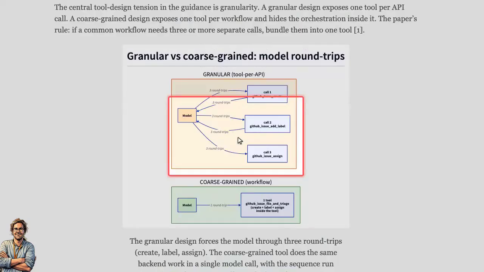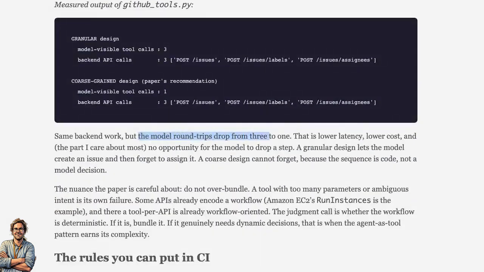Here it is in one picture. On the granular side, the model is forced through 3 round trips: create, then label, then assign. On the coarse side, one tool does the same 3 backend calls in a single model call, with the sequence run deterministically inside the tool. Same backend work, 1/3 the model round trips. Running the comparison shows it plainly. The model round trips drop from 3 to 1 for the same backend work.